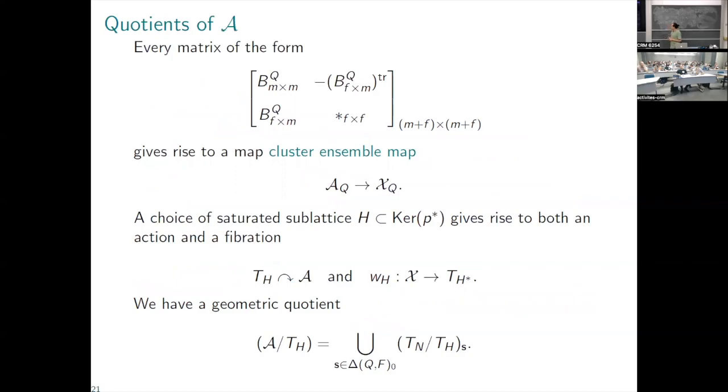Okay, so finally, to reach my theorem, I'm almost there. I need to talk about some other varieties that we can construct from cluster varieties.